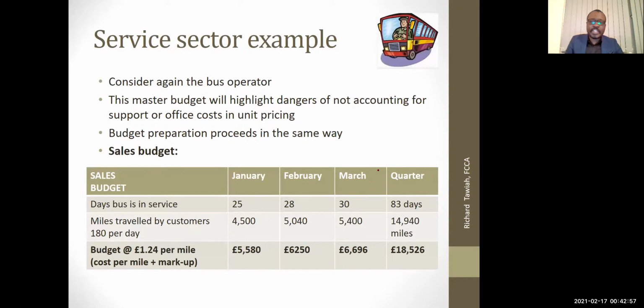Now let's look at the service sector, for example. We remember we took the bus operator scenario. Now with the service sector, we are dealing with services that we provide. Still the same thing happens. Remember when we did the calculation, we came up, including the selling margin, with the amount of 1.2.